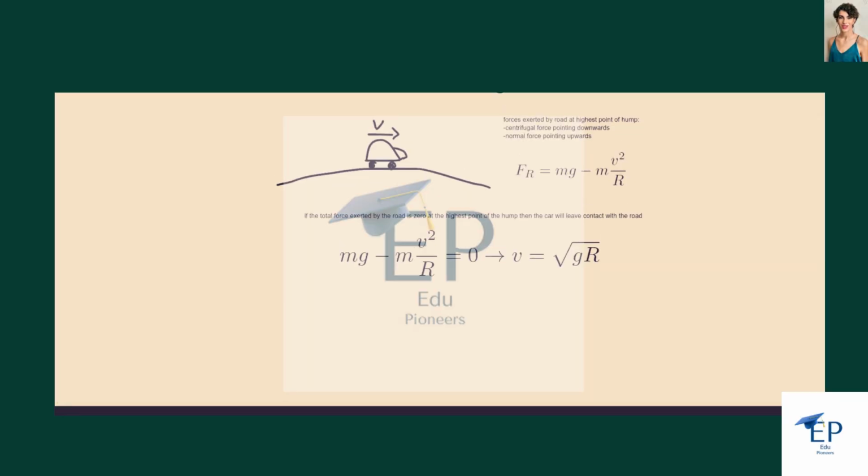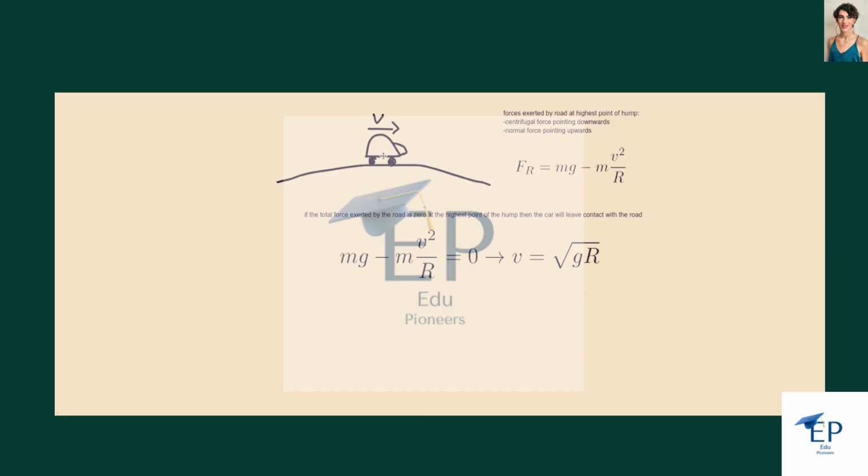In this problem, we're dealing with a car that is riding through a hump with some velocity v, and the hump has some radius big R. So the car is driving right at the very top of the hump, at its highest point. The first question is, what are the forces exerted by the road at the highest point of the hump?